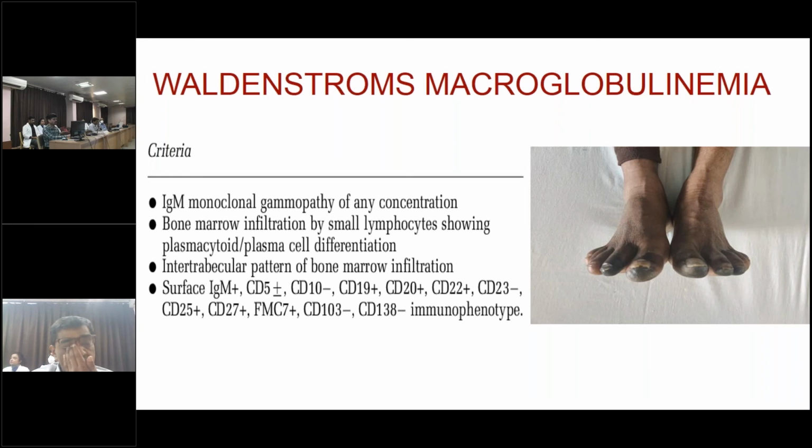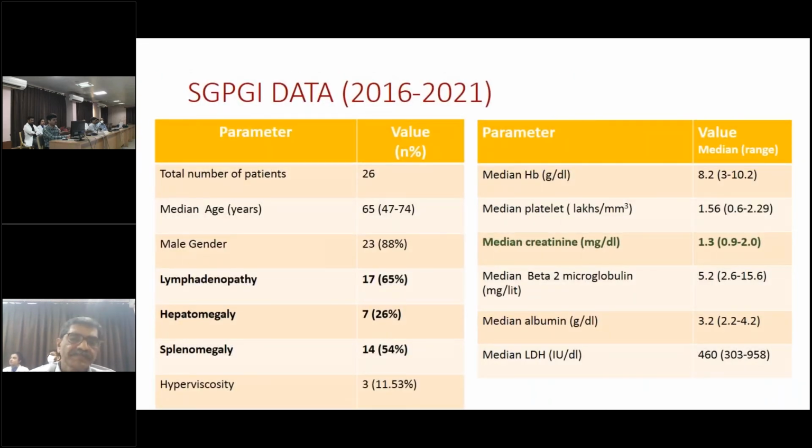Waldenstrom's macroglobulinemia is an IgM monoclonal gammopathy. It is characterized by bone marrow infiltration with lymphoplasmacytoid cells. They have an intratrabecular pattern and a characteristic phenotype different from that of multiple myeloma. This is our 5-year data. We had about 26 patients.